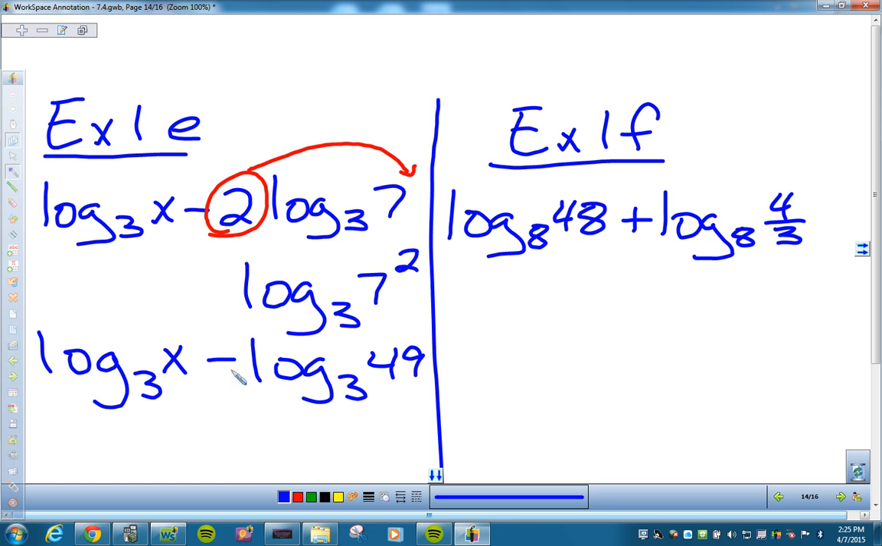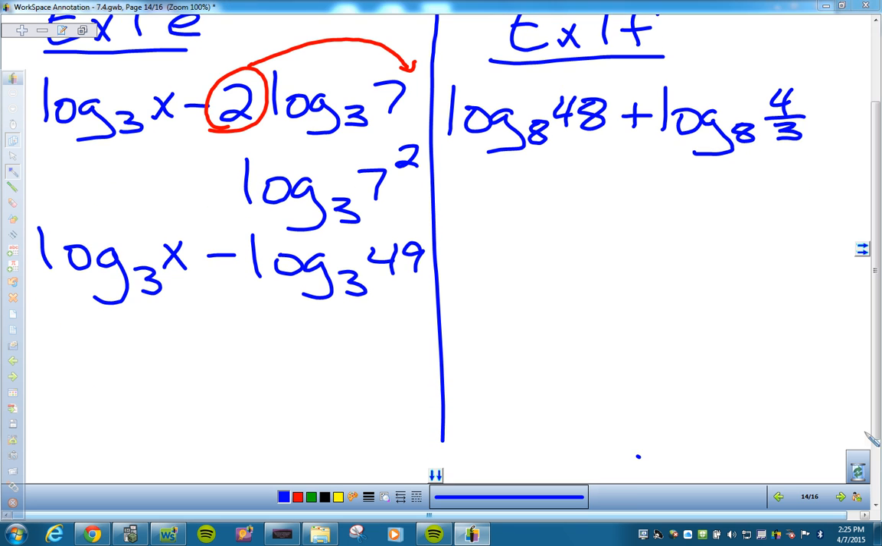So then I do the quotient. So we have log base 3 of x over 49. Done. So when you have a number, as opposed to a number and an exponent over here, that's when you can usually simplify it more, but because we have this exponent here, you're done. Okay?